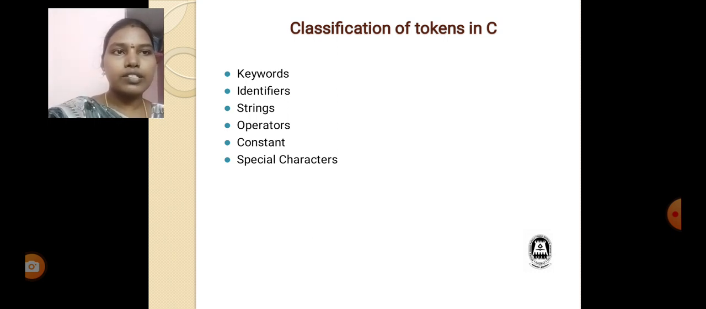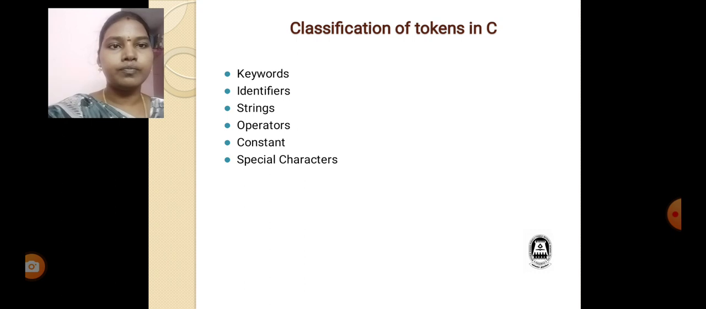Next, classifications of tokens. Without tokens, we cannot write a program, since tokens are the smallest individual units in the program. What are all the classifications of tokens? The classifications of tokens in C are listed as follows: keywords, identifiers, strings, operators, constants, and special characters. So these are all the classifications of the tokens.